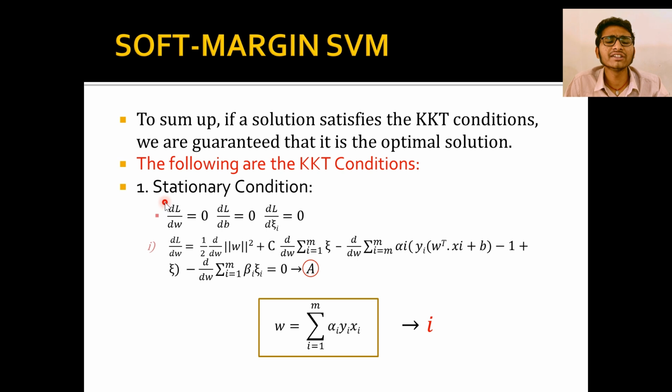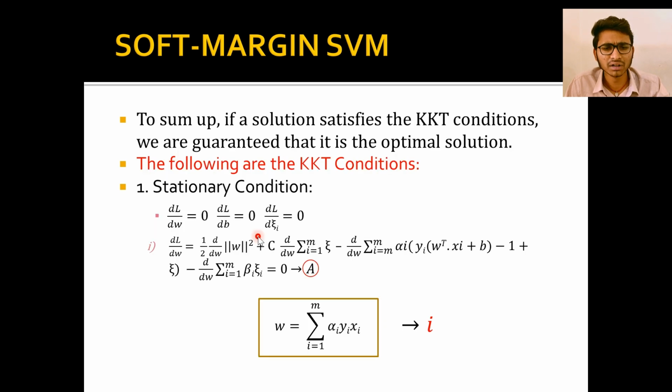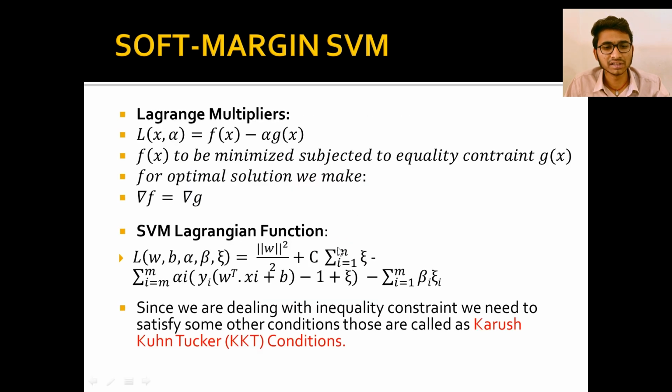Now let's see what is the first condition, the stationary condition. Everyone knows this: stationary condition is nothing but making the derivative with respect to the independent variables 0. What are the independent variables we have? W, b, alpha. These 3 are independent variables. Let's make them 0. Now you can see I am taking dou L by dou W, the derivative of our Lagrangian function, with respect to W.